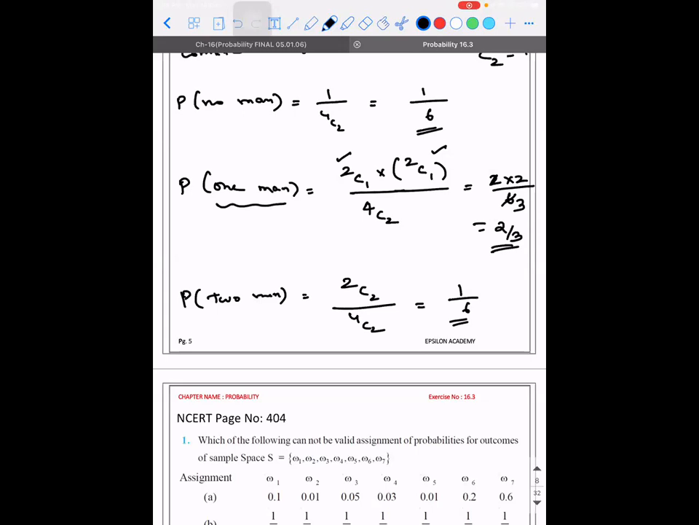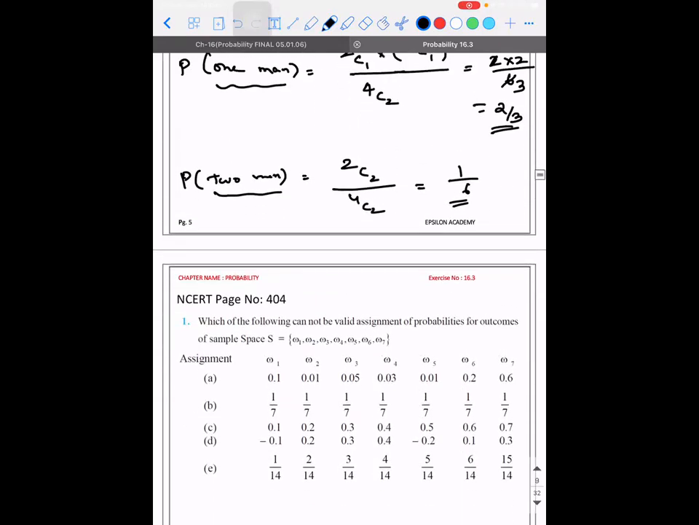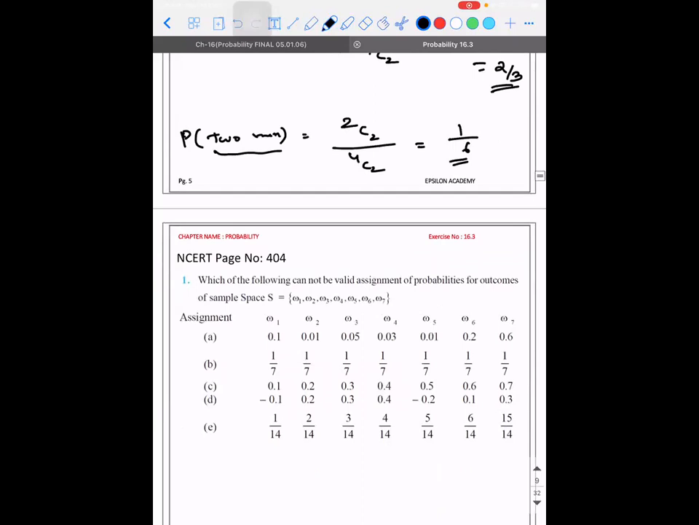Guys, I hope it is clear. Yes, sir. I hope you're not scared looking at these combinations and all. It's a simple thing what I did. Shall I move on to the next one? So we can start the exercise problems. Let's do a few problems, then we'll do the remaining tomorrow.